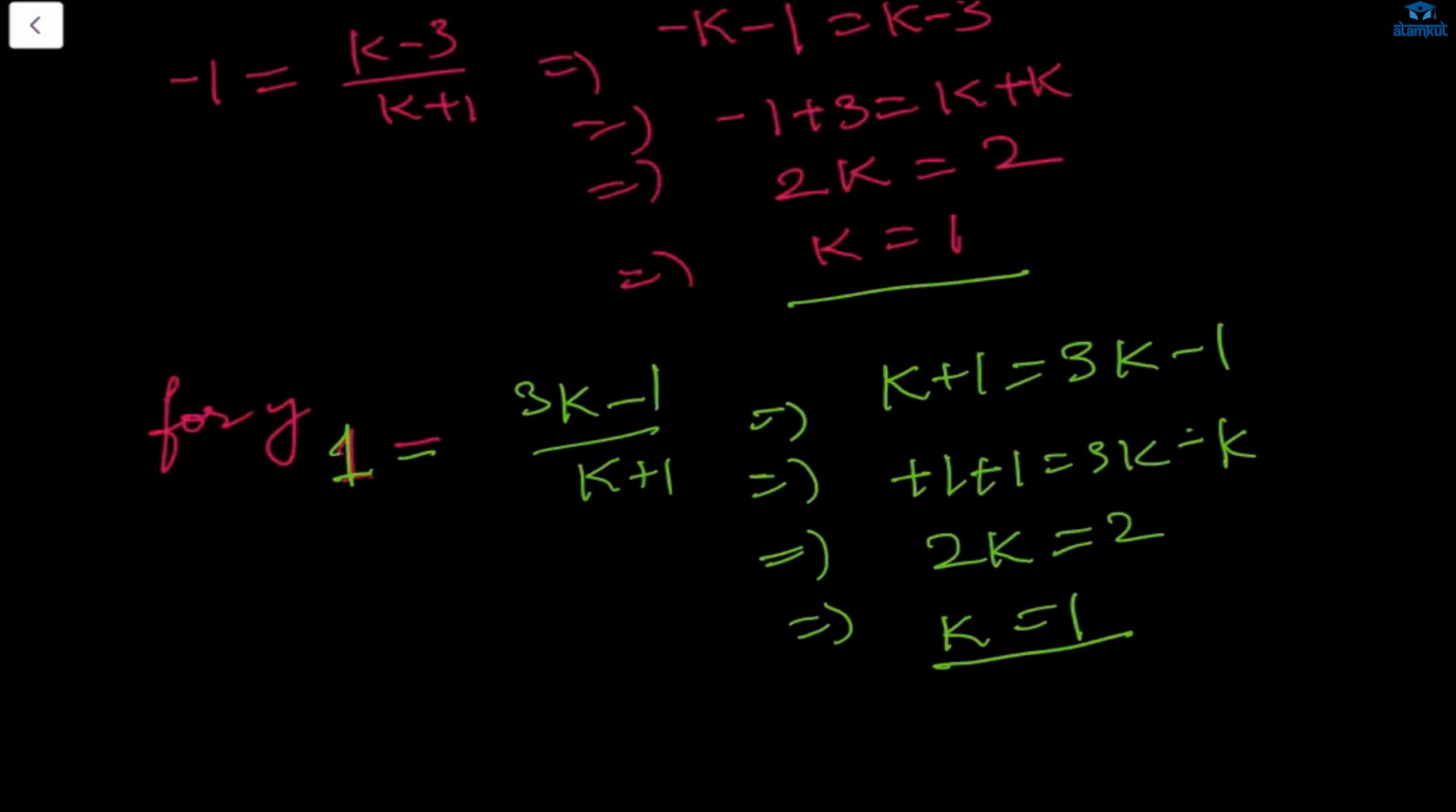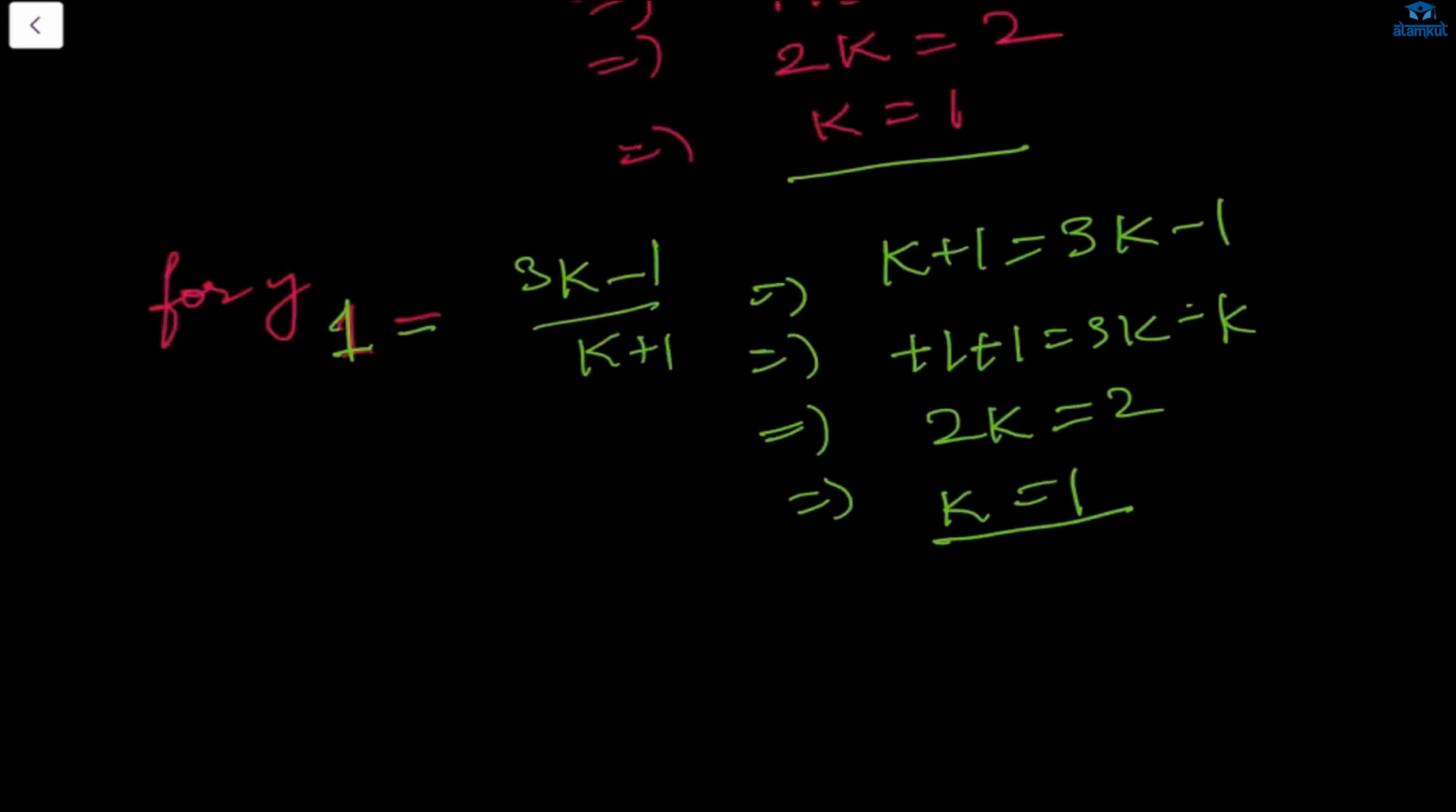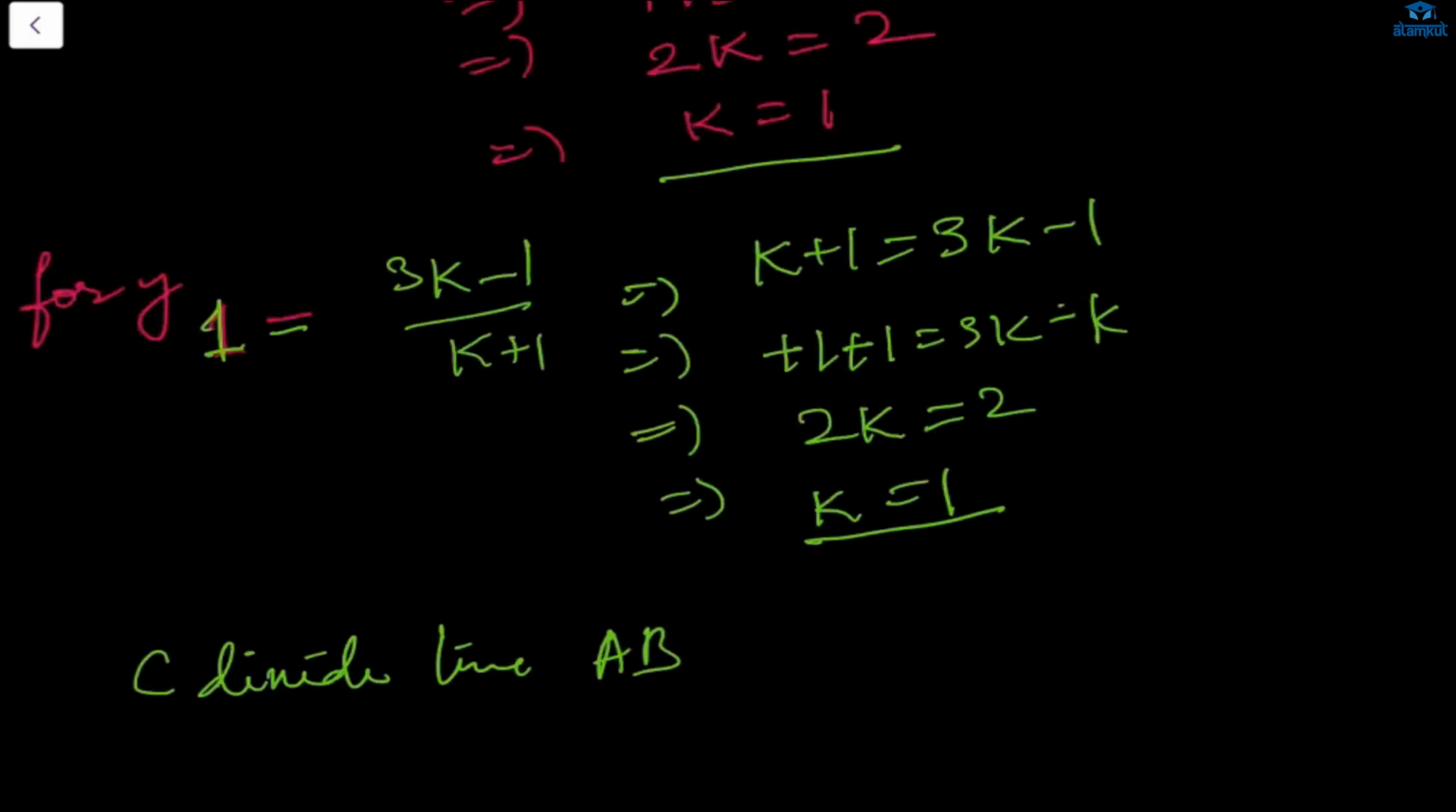Therefore, the points are collinear. Since in both the value of K is the same, C divides line segment AB in the ratio 1:1. And since both are the same, therefore they are collinear.